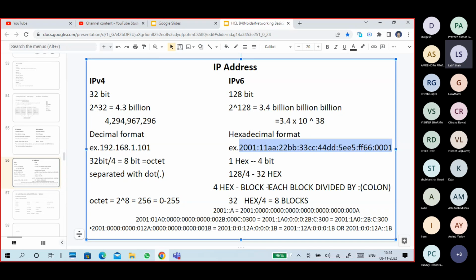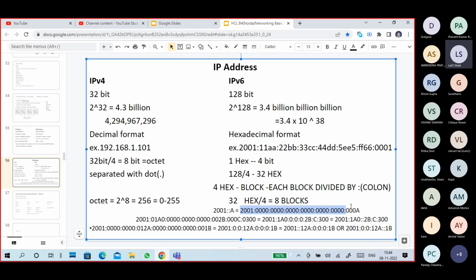We can write it in different ways, guys. The 32 hexadecimal digits are divided into 8 blocks, separated by colons. Each block contains 4 hexadecimal digits. So this is one example of an IPv6 address.